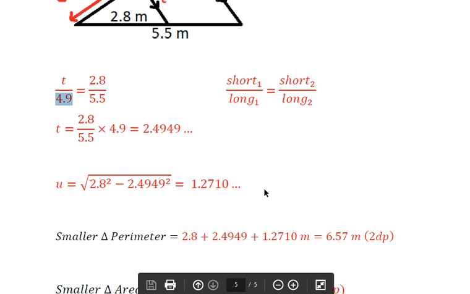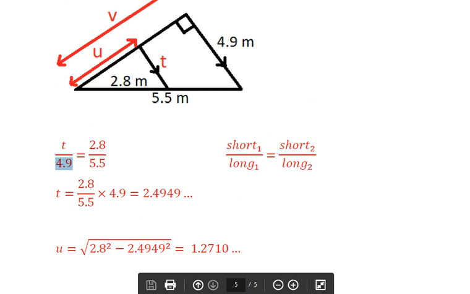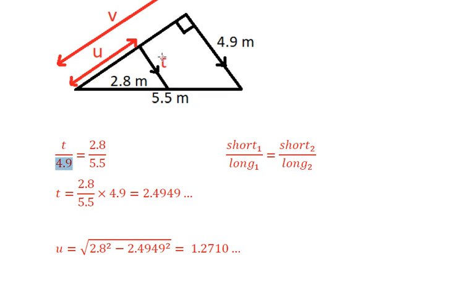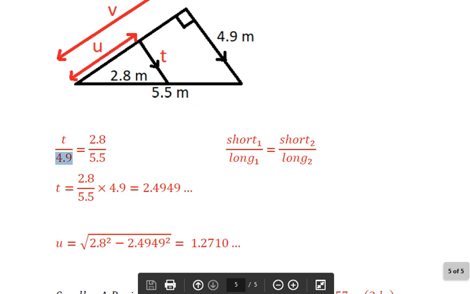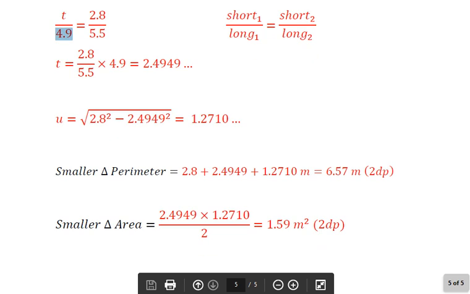Alright, now we do need to work out our U before we can work out our perimeter and our area as well. So if you work out U here, U is going to be, start with our longest side, square it, minus the other short side, and then take the square root, and you end up getting 1.2710. And that's not our final result either, so extra decimal places.